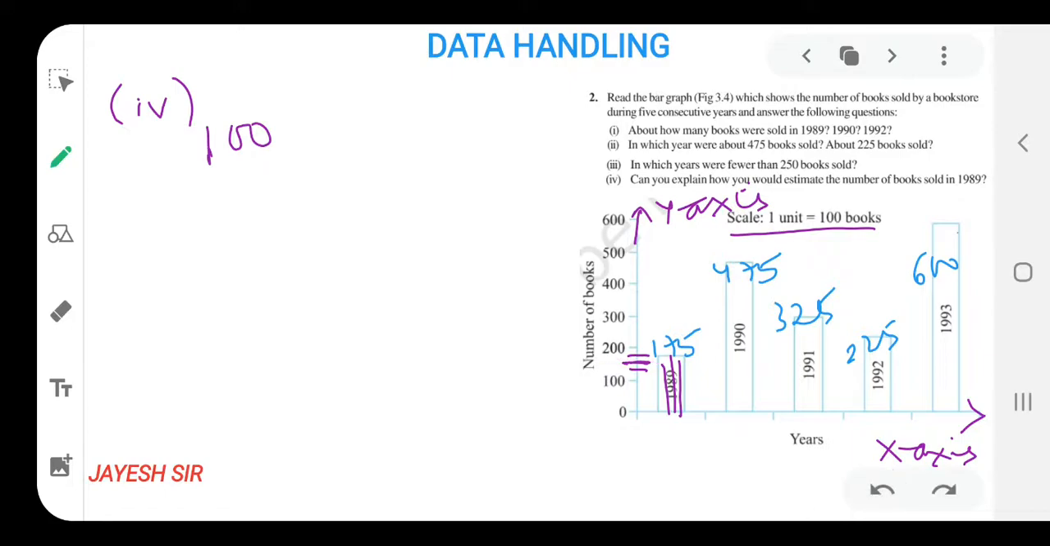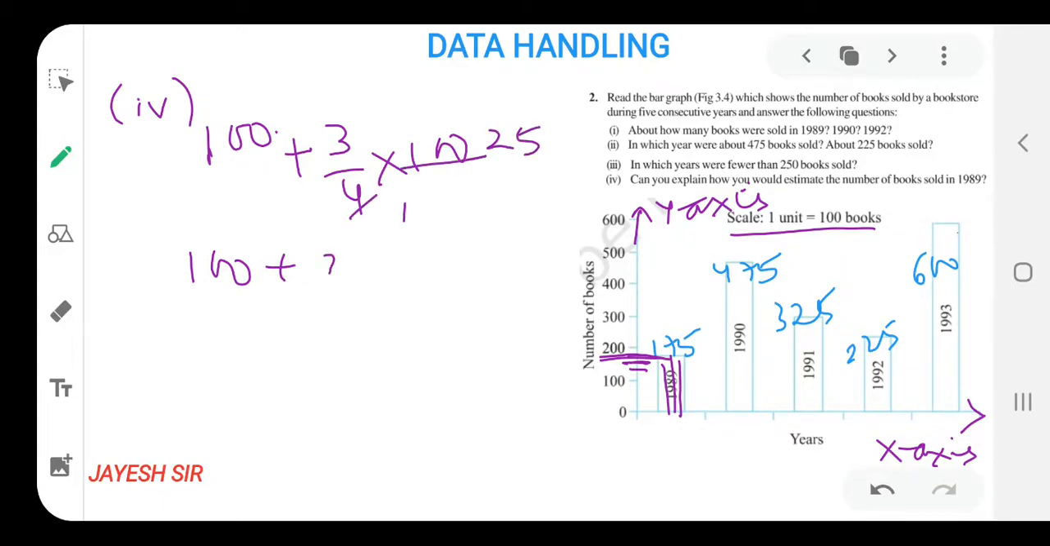Because the line passing is till three parts are covered. Part 1, 2 and 3 you can see. So that means 3 by 4th of 100 is to be covered. That's why I assume 100 plus 3 by 4th. 4 1s are 4, 25 are 25, 3 25s are 75. So 175 books are there in 1989.